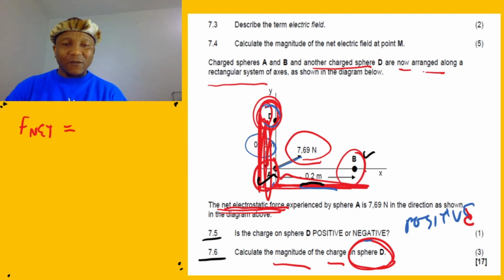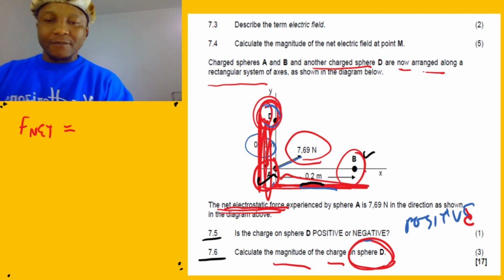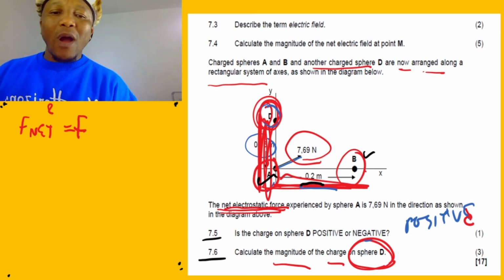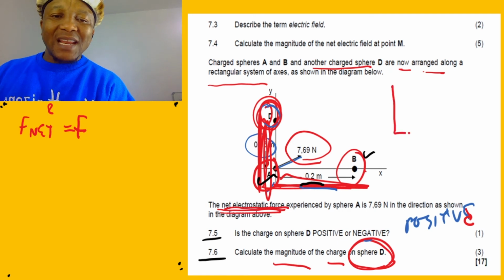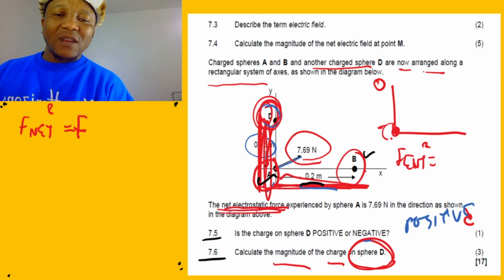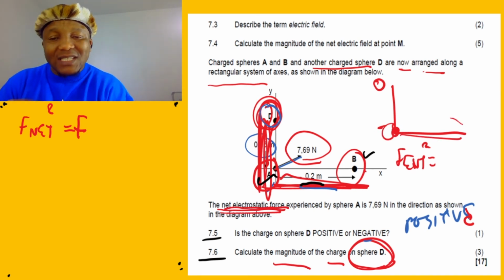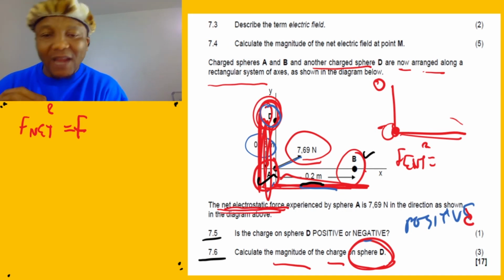But when you find the net force, what do we do? We add. So I'm going to say force net square always. Why do we square? Because this is in a rectangular form. Whenever you have a rectangular form, if you want to get the net force, you say F net square, and then force from here to another charge, and force from here to another charge. Then you add them together, just like how we did before. You add them together, net force.